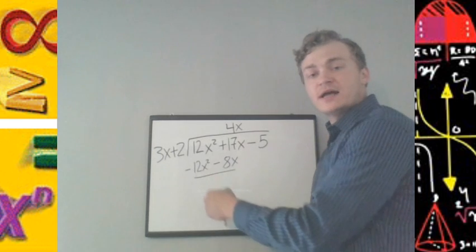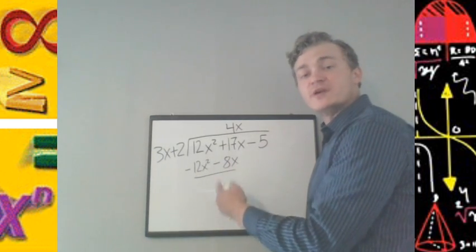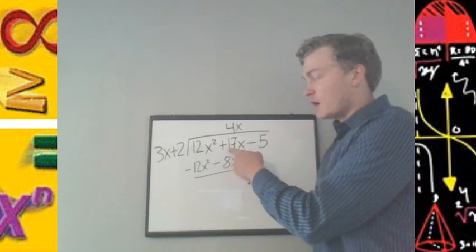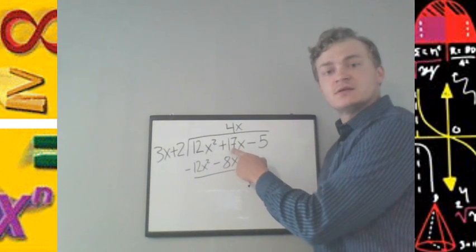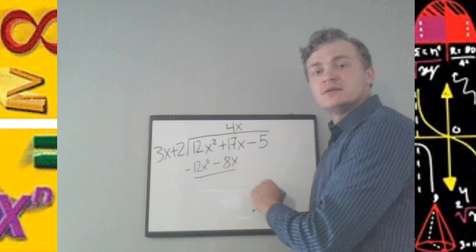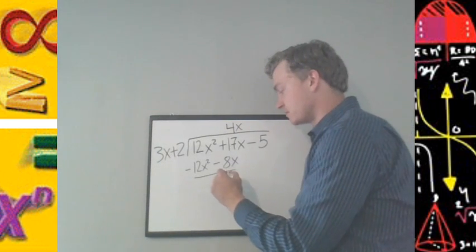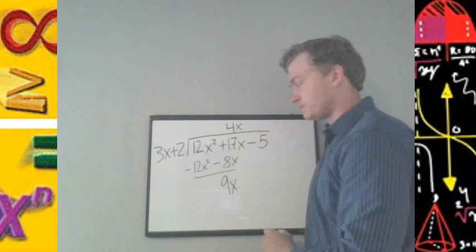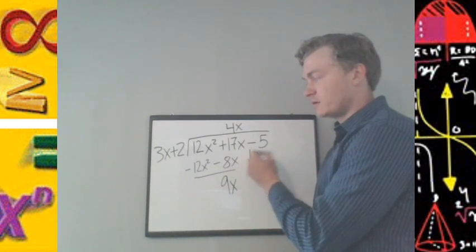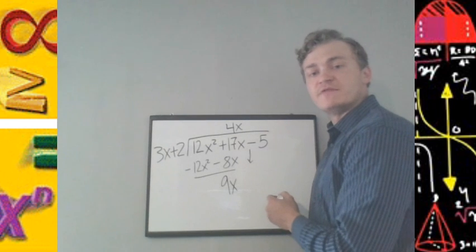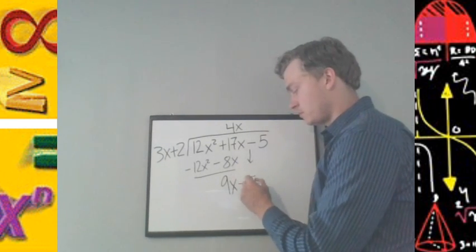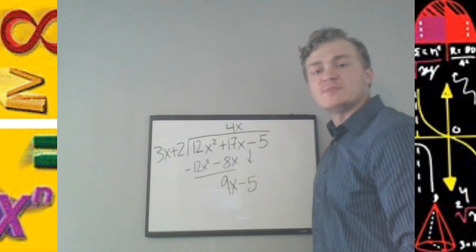Thus, we combine the like terms. 12x squared minus 12x squared is 0x squared. Positive 17x minus 8x is a positive 9x. Bring down the next term, which happens to be the final term, to give us a remainder of 9x minus 5.